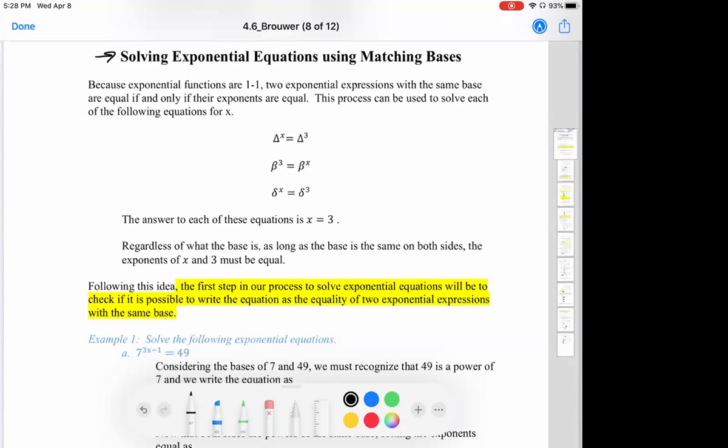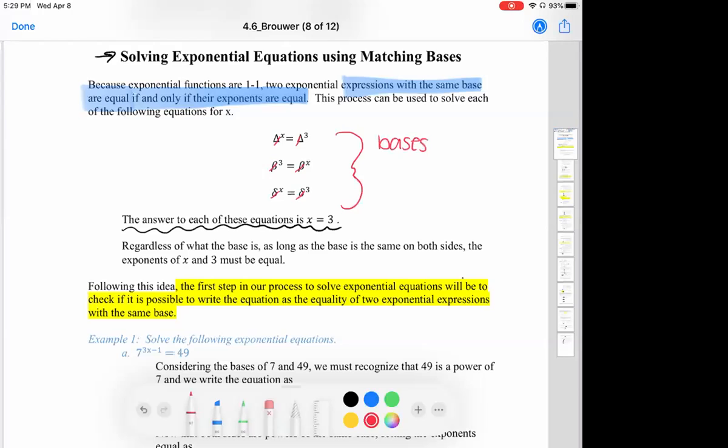Because exponential equations are 1-to-1, 2 exponential expressions with the same base are equal if and only if their exponents are equal. So that whole phrase is important. Exponents with the same base are equal if and only if their exponents are equal. This process can also be used to solve each of the following equations for x. So it's trying to emphasize the same base. So you see how if we have delta as a base and I have x and 3 as my exponents, or if I have beta as a base and 3 and x as exponents, or an uppercase delta with an x and a 3 as exponents, we still have the conclusion that I can have x equals 3. So the idea is that I can drop my bases if they're the same. And that's the big punchline to the section.